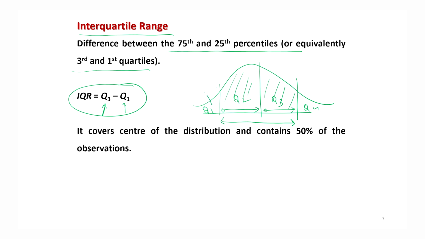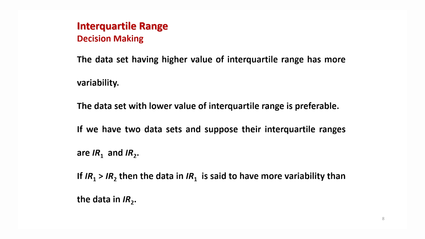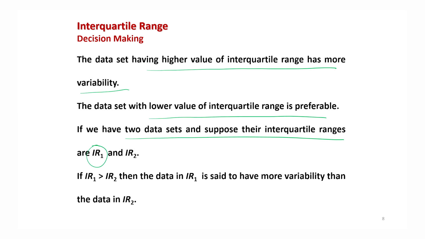This is because every quartile divides the total frequency of the data into 4 equal parts. So every quartile contains 25% of the observations, and Q2 and Q3 combined together contain 50% of the observations, right. As we had discussed, any data set which has a higher value of interquartile range is said to have higher variability. And obviously for decision making, a lower value of interquartile range is preferable. For example, if you have two data sets and their interquartile ranges are coming out to be IR1 and IR2, and IR1 is greater than IR2, then the first data set is said to have higher variability, or more variability, than the second data set, right.